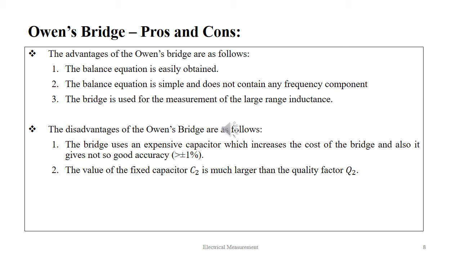The disadvantages of the Owen's bridge are: the bridge uses an expensive capacitor which increases the cost of the bridge, and also it gives not so good accuracy. The value of the fixed capacitor C2 is much larger than the quality factor Q2.